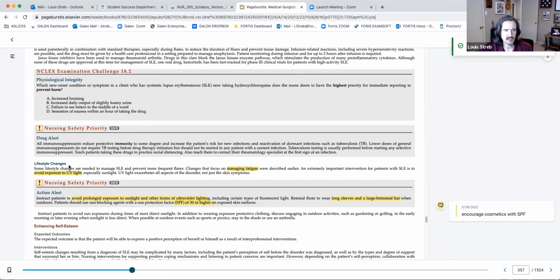All right, some lifestyle changes. We need to talk about these people who have lupus. So patients with lupus, how do we prevent more frequent flare-ups? We're not going to change it. We're trying to figure out what we can do. Changes that focus on managing fatigue, things of that.